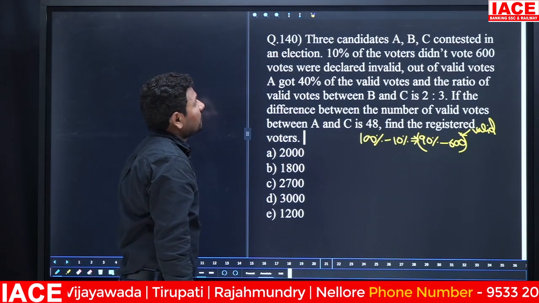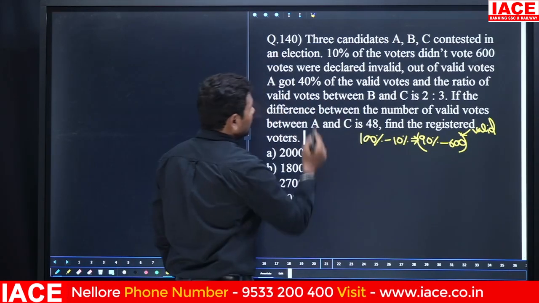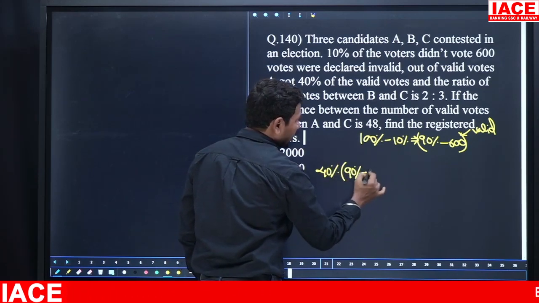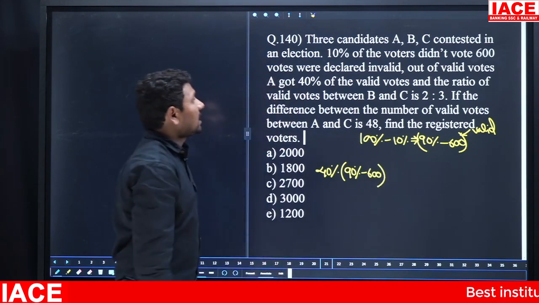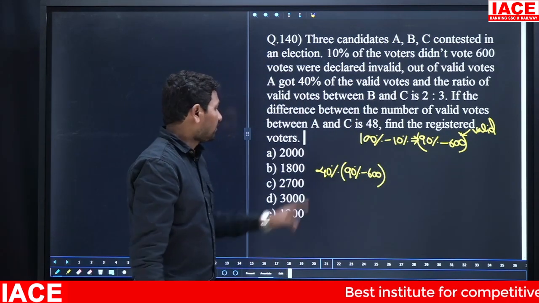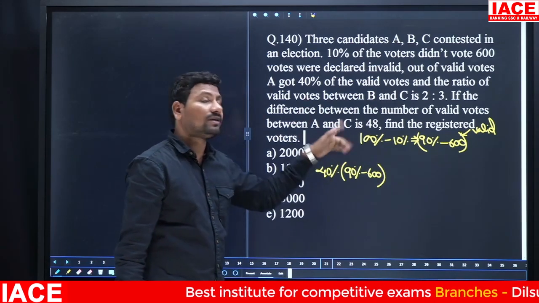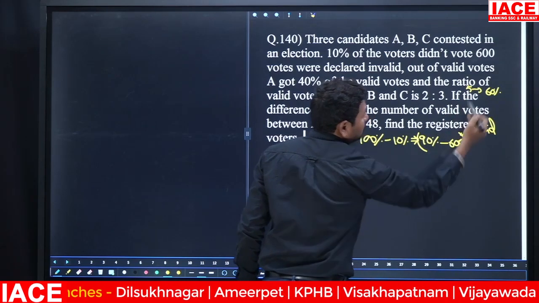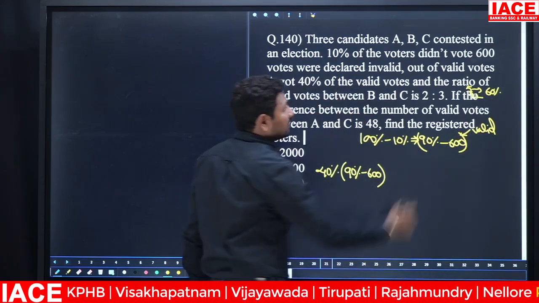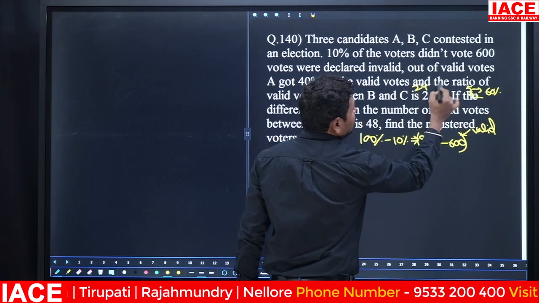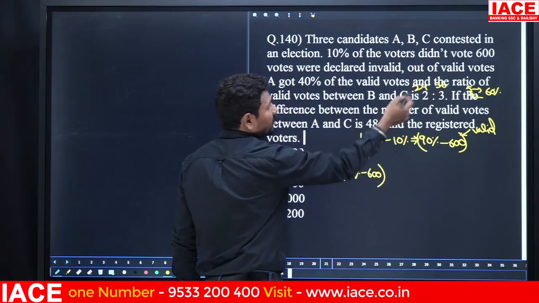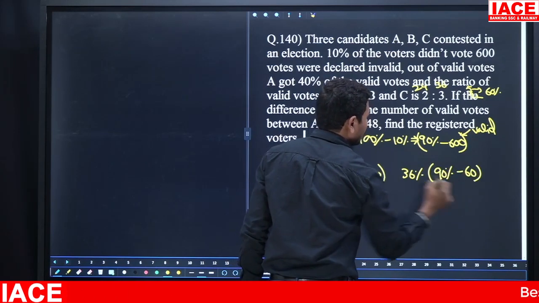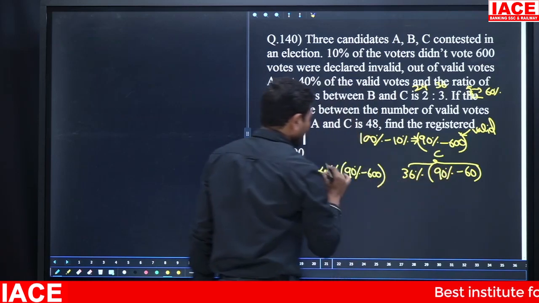Out of valid votes, A got 40% of the valid votes. So A got 40% of (90% minus 600), and the ratio of valid votes between B and C is 2:3. 40% belongs to A, so the remaining 60% is shared by B and C. 2 plus 3 is 5 parts. 5 parts is equal to 60%, so 1 part is equal to 12%. 12 times 2 is 24, 12 times 3 is 36. Then B got 24%, C got 36% of (90% minus 600). Here we take this value as C and this value as A.